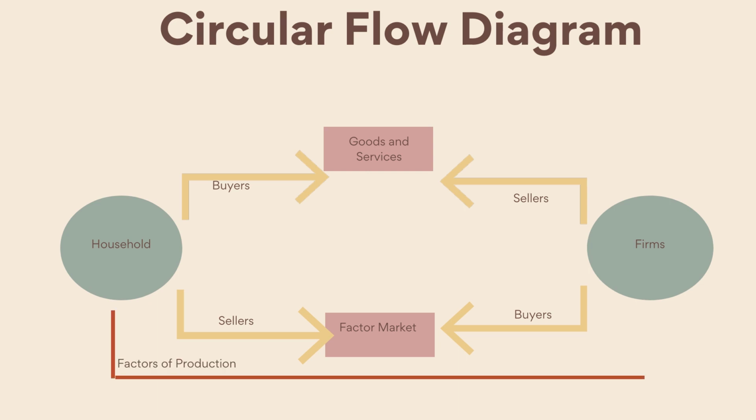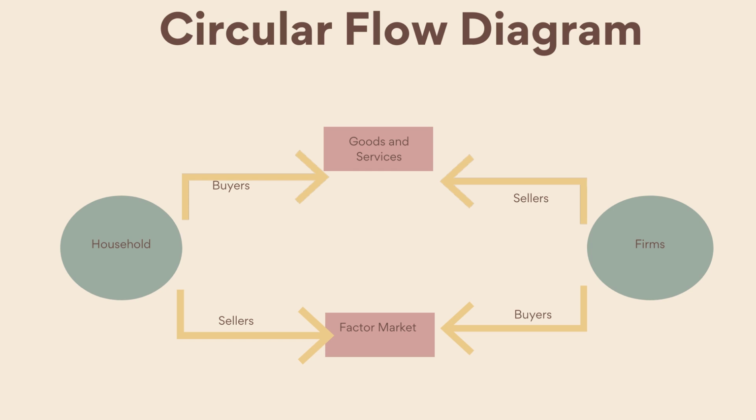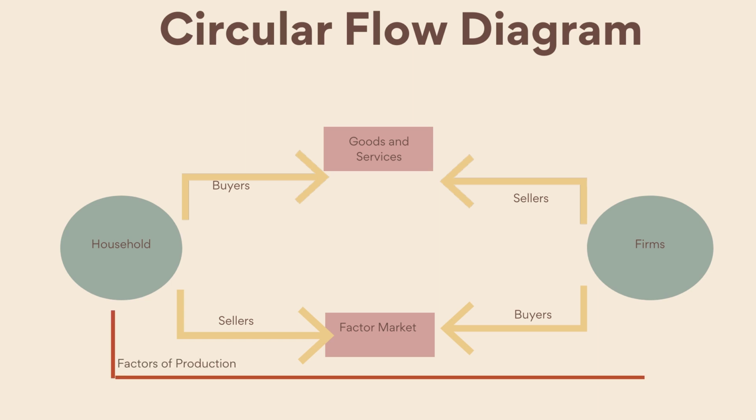So let us look at the input flow. The next flow that was added to our circular flow diagram is the flow of inputs. That red flow, these are the inputs. So we said earlier, how does a firm produce goods and services? Of course, it needs factors of production.